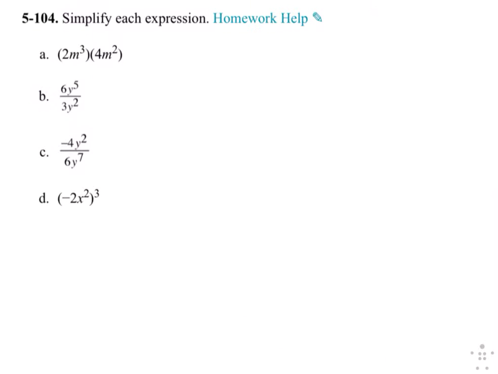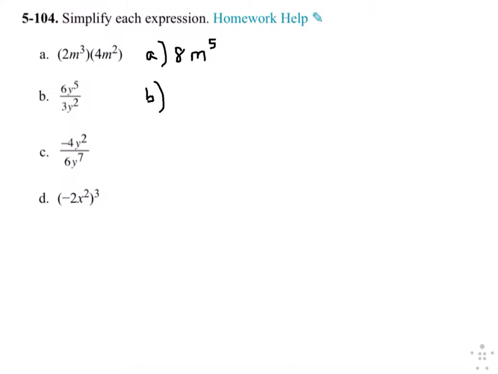Okay, for 104, they want us to simplify terms. So for A, we multiply the coefficients. 2 times 4 is 8. M to the third times m squared, you add the exponents, right? So it's m to the fifth.